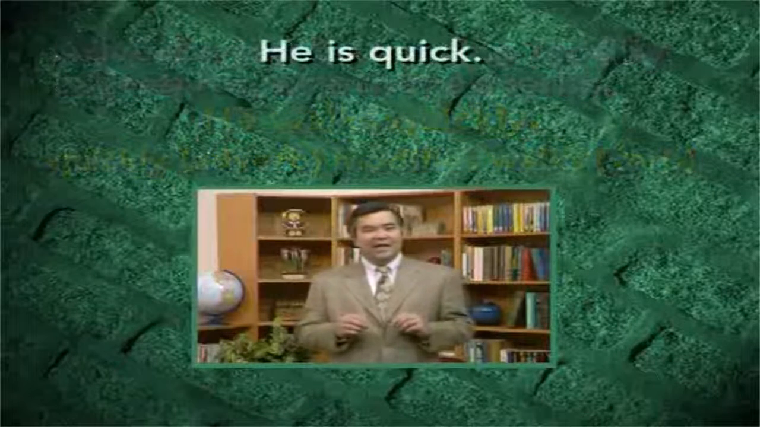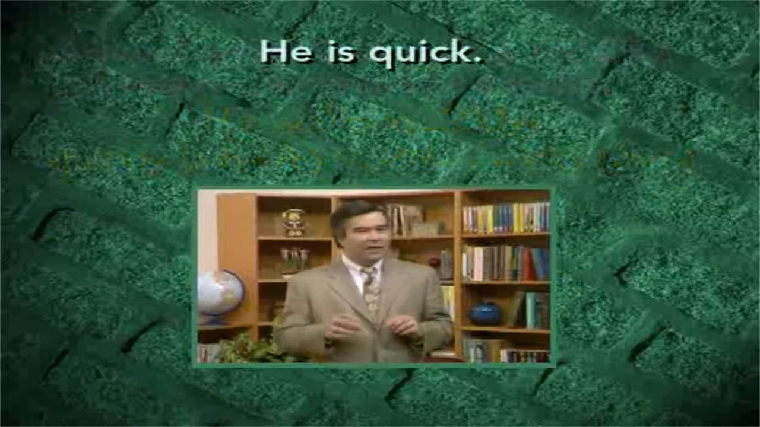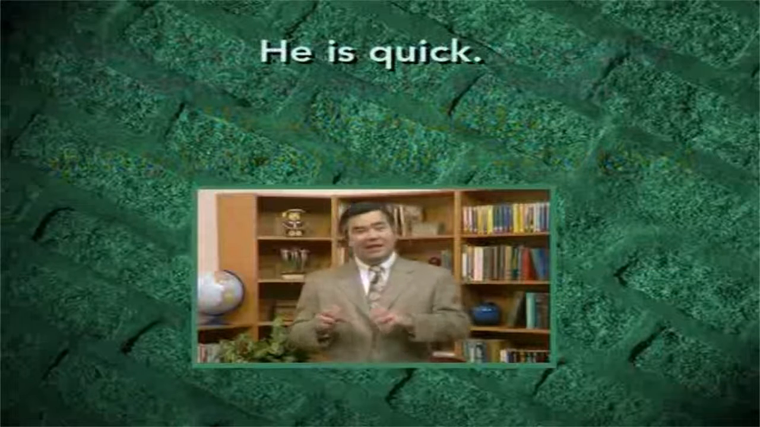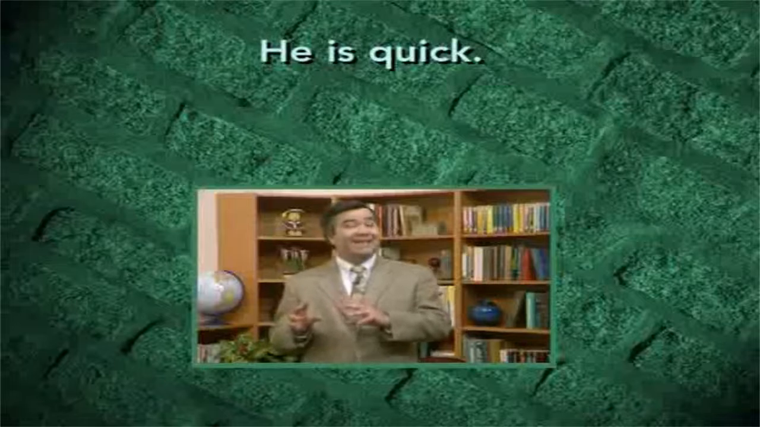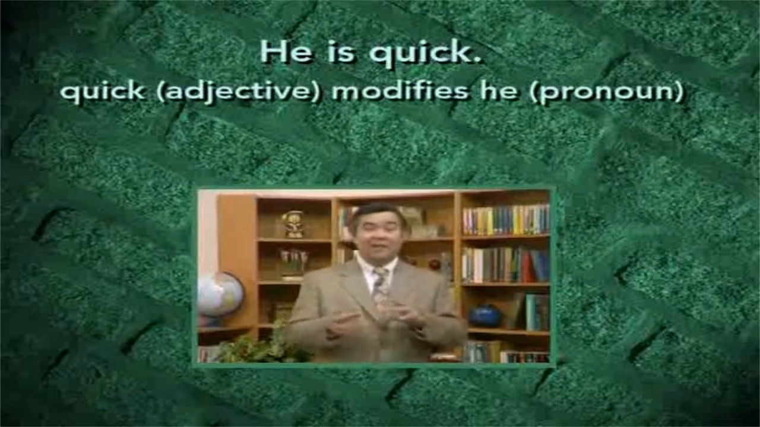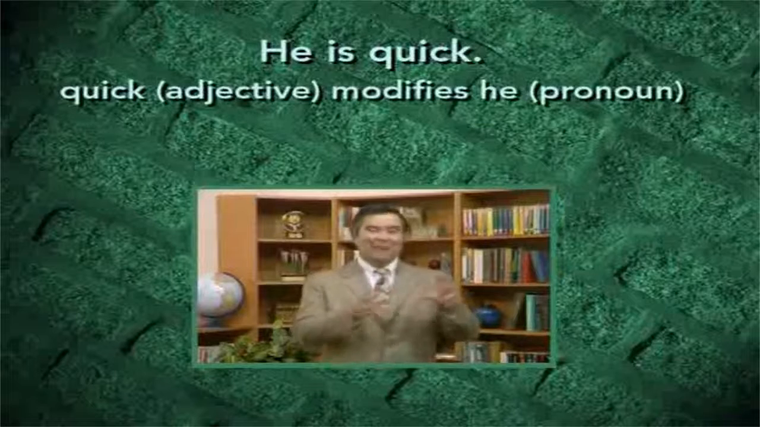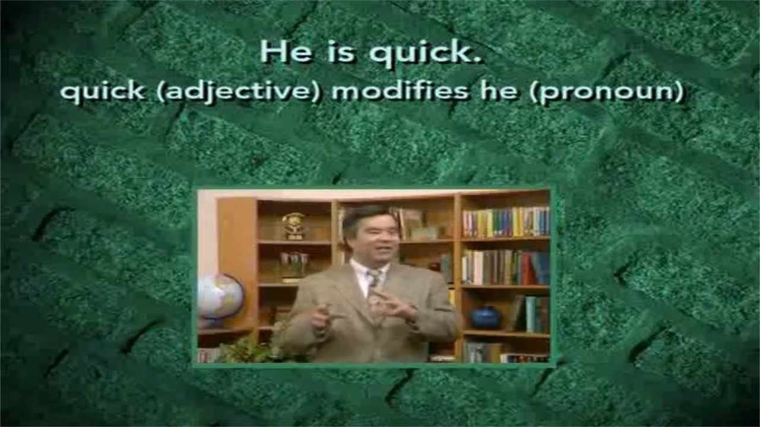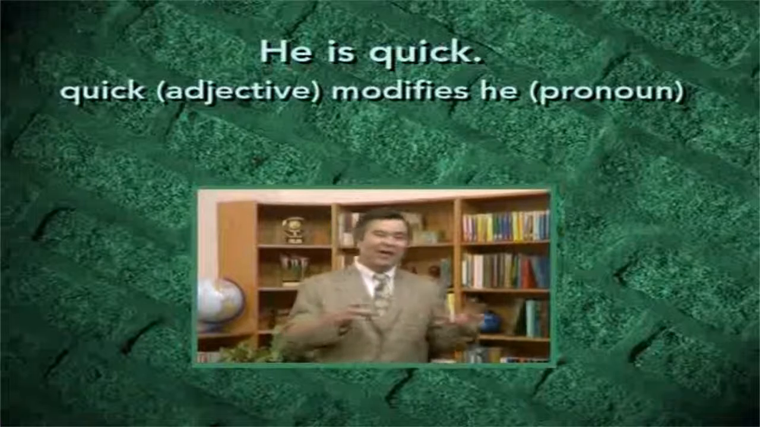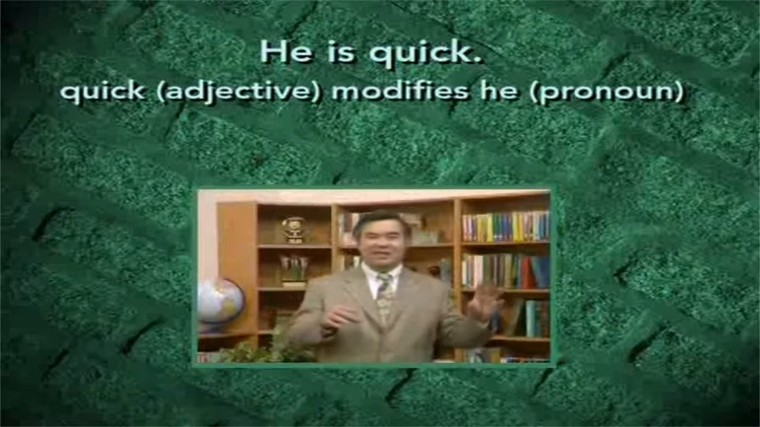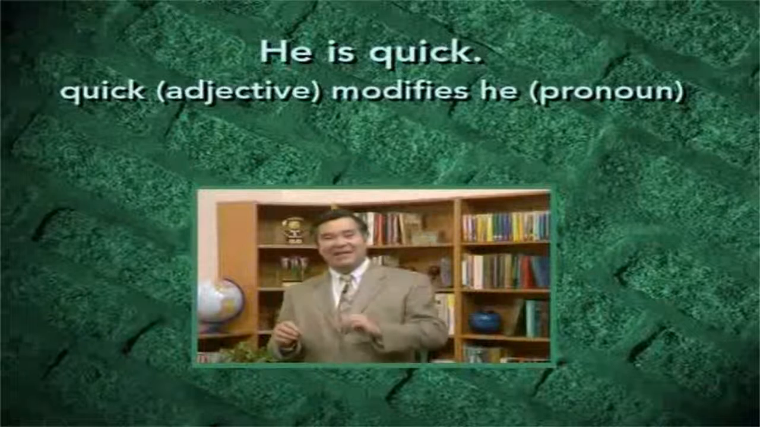Now let's say he is quick. The word quick, what part of speech is that in this sentence? In this sentence, the word quick is an adjective. It describes he, the pronoun he. It modifies he, tells us something about him. He is quick. And it follows the linking verb be and links the pronoun he with the adjective quick. So he is quick gives us a pronoun, a verb, and an adjective.